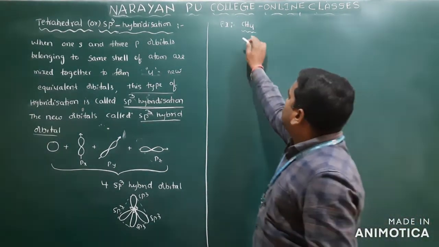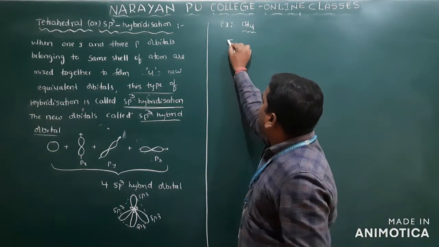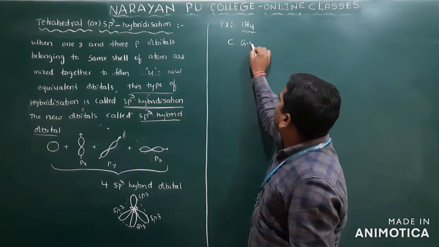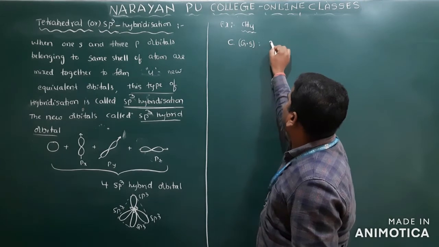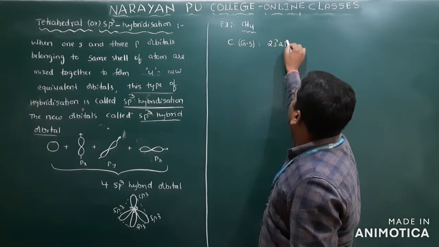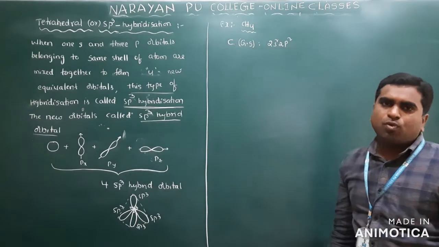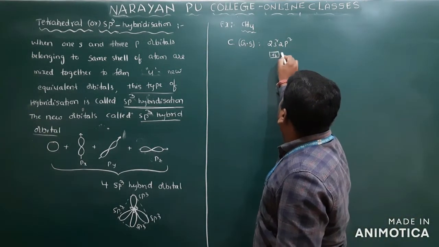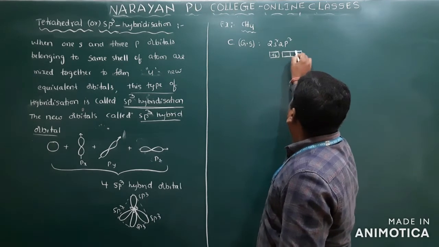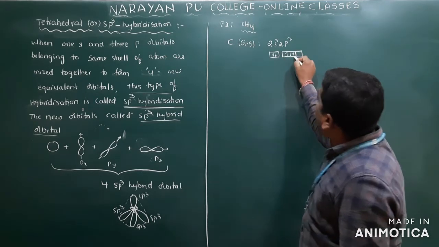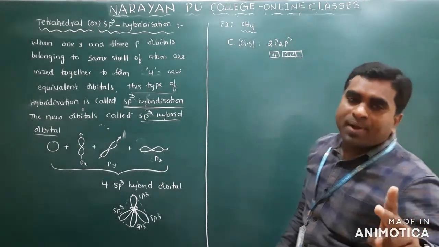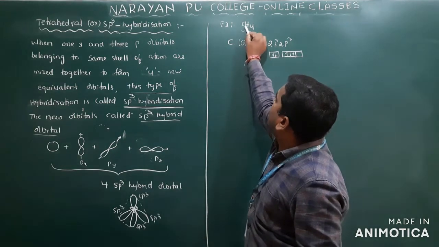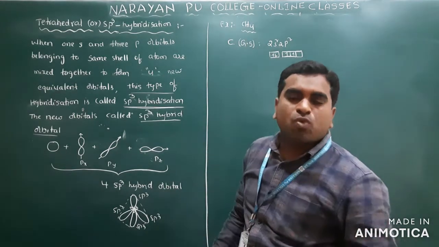See now, what is the first one here? Carbon. Clear? So the carbon ground state electronic configuration is 2s2, 2p2, because carbon belongs to the 14th group, which means 4 valence electrons. Here there are 2 electrons and here 2 electrons. How many unpaired electrons are there? 2. Two unpaired electrons means carbon should form only 2 bonds. But carbon is forming how many bonds here? 4 bonds. 4 hydrogens means 4 bonds.